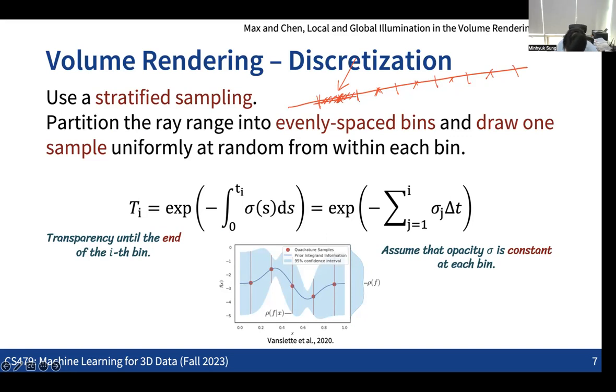This is the simple idea, right? We take uniform intervals along each ray, and for each bin of the intervals, we randomly sample any point. Once we get the opacity value for this point, we assume that the opacity we get from the sample is the constant opacity over this specific bin. That's the basic idea. Based on that, once we get the constant opacity for each bin, we can calculate the transparency until the end of each bin. So if I just draw this again like this.